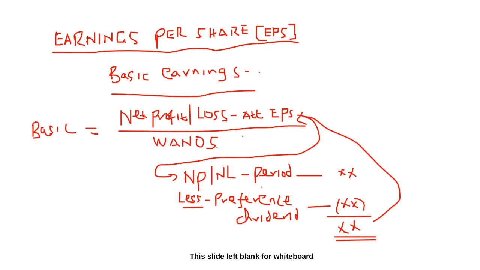Now we have to note that the amount of preference dividend that is deducted from the net profit for the period is the amount of any preference dividend on non-cumulative preference shares declared in respect of the period, or it can also be the amount of preference dividend that is required for cumulative preference shares for the period. So that will always be shown in each and every case, so you don't need to worry about the preference dividend that is deducted from either the net profit or the net loss from the period.